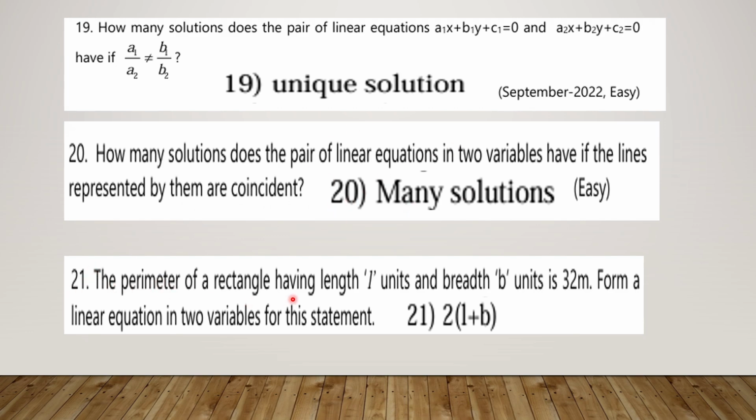Question number 21. The perimeter of a rectangle having length L units and breadth B units is 32 meters. Form a linear equation in two variables for the statement. So you can write 2 into (length + breadth). It is regarding the perimeter of the rectangle.